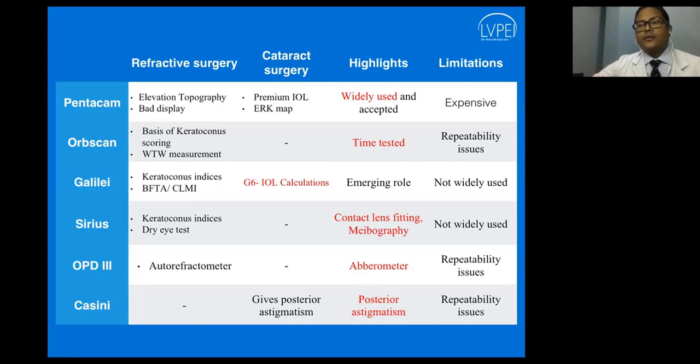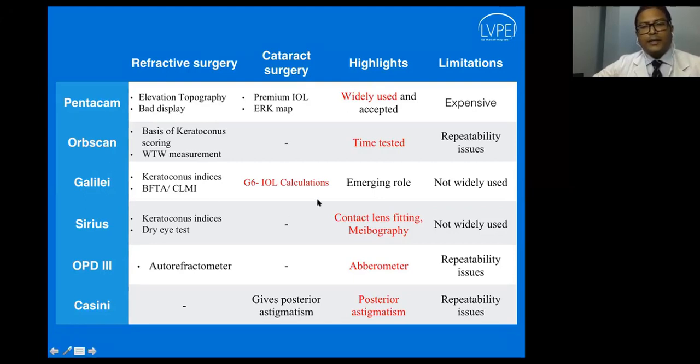It has the G6 software for accurate IOL calculations, and it also gives several important keratoconic parameters such as the best fit toric aspheric reference surface. The Cirrus is helpful for both keratoconic indices and the dry eye. In addition, it can have a role in your contact lens practice and helps in detection of dry eye by meibography. However, again, it is not widely used.